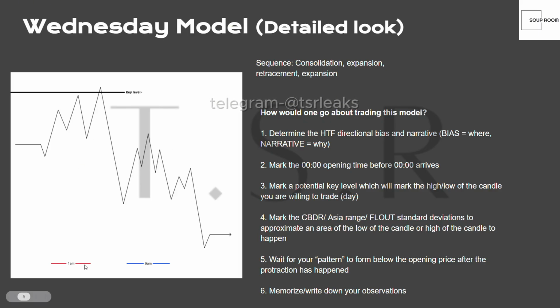1 a.m., turtle soup, 9 a.m., OTE. If you want to catch the first distribution leg, you will execute your trades during the London session. If you want to catch the OTE, the distribution leg number 2, then you will execute your trades during the New York AM session, specifically 9 a.m. So how would one go about trading this model?